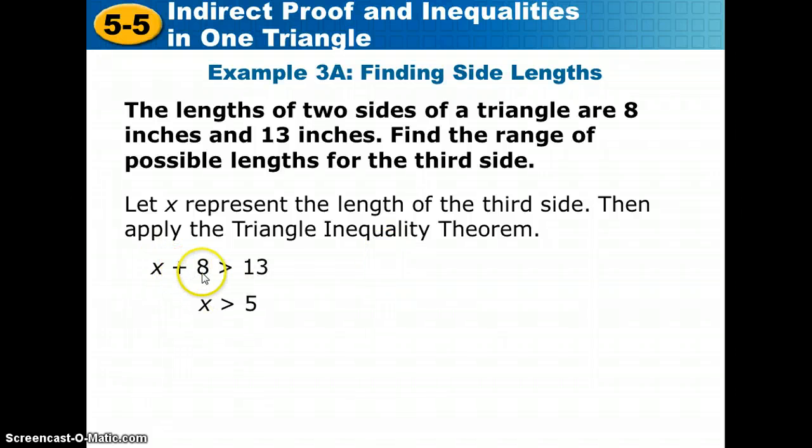Either x plus 8 has to be greater than 13, and so we would subtract 8 from both sides, so x has to be bigger than 5. Or x plus 13 has to be greater than 8, and x would have to be greater than negative 5. This isn't actually going to help us, because a side length cannot be a negative number. So it doesn't matter that we got an answer for this one.